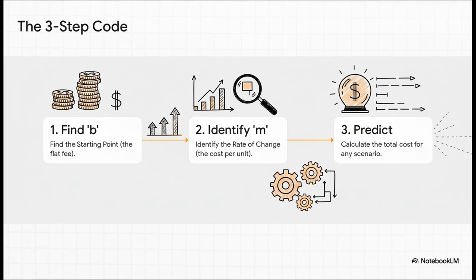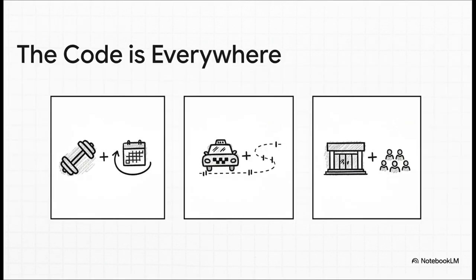So you can boil this all down to a simple 3-step playbook that you can use for anything. Step 1, find the starting point. That's your flat fee. Step 2, identify the rate of change, the cost per unit. And Step 3, predict the future. You can now plug in any number and know exactly what the final cost will be. And once you see this pattern, I'm telling you, you'll start seeing it everywhere.